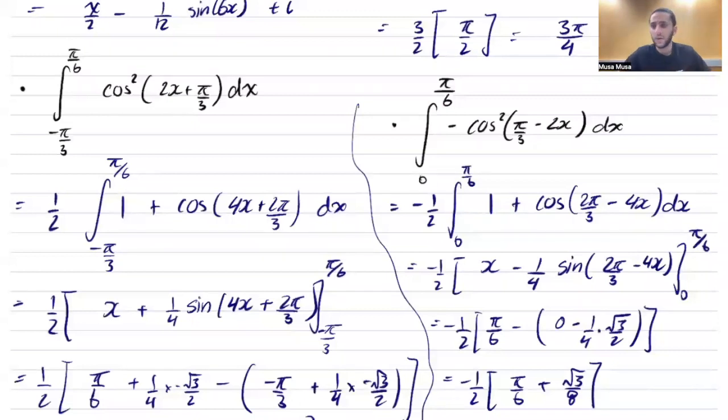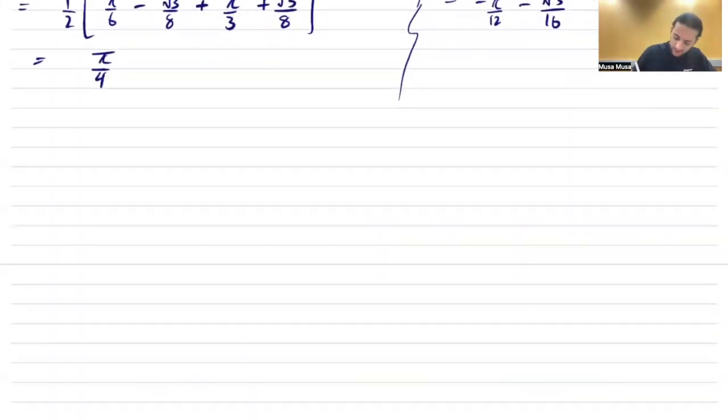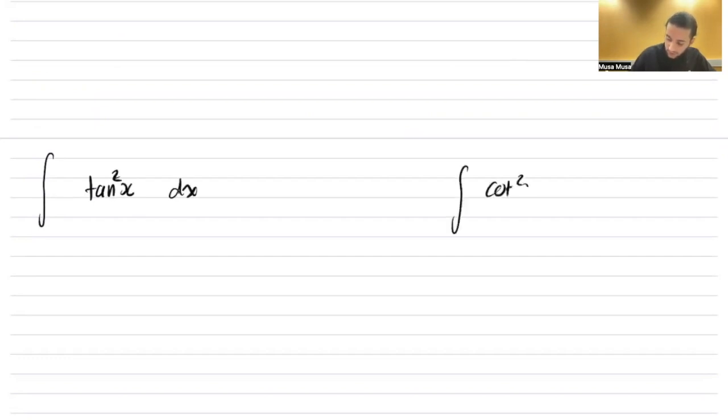Okay, and now the only thing I want you to do is have a go at integrating these two. So integrate tan squared x, and then integrate cot squared x.